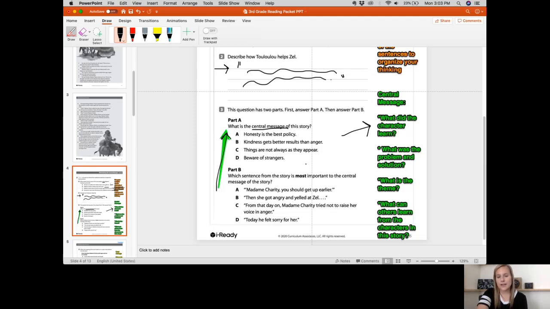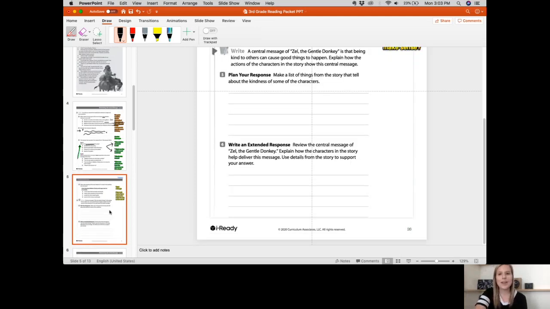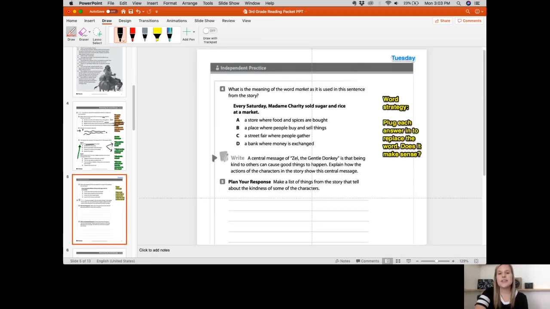A lot of times we can find that moral or theme by looking at the problem and the solution. The other thing we think about when we think about central message is how it goes beyond the story. How can we apply it to our lives now? So what can others learn from the characters? That's what the message is. If the whole story was an example of how to share, then that's the central message that we can learn from. All right. Next day, you're going to do an independent practice with the same story.